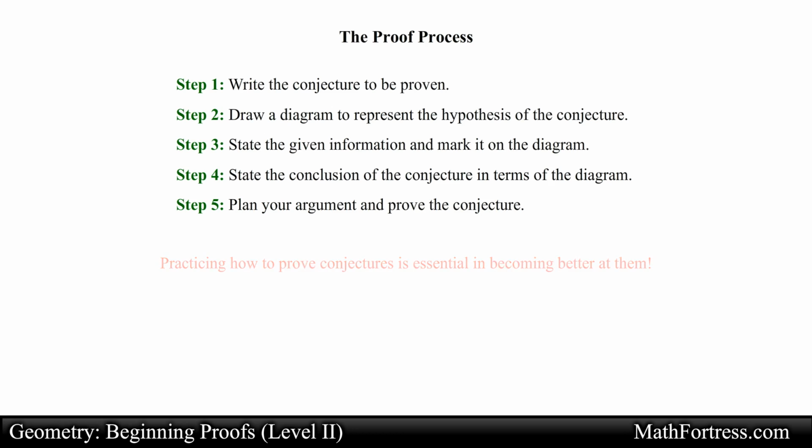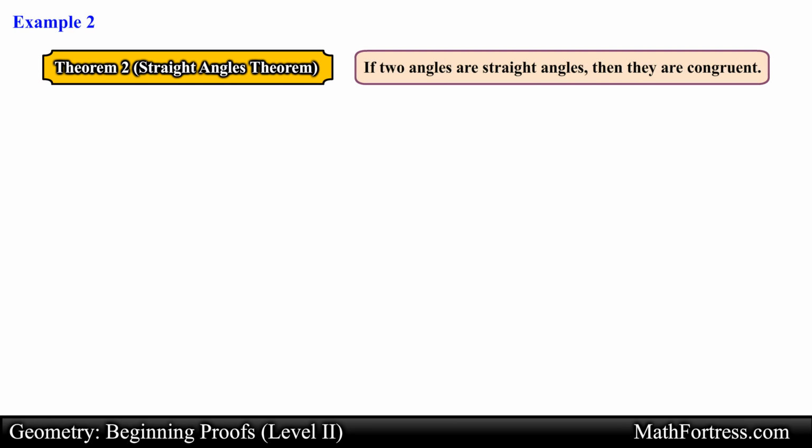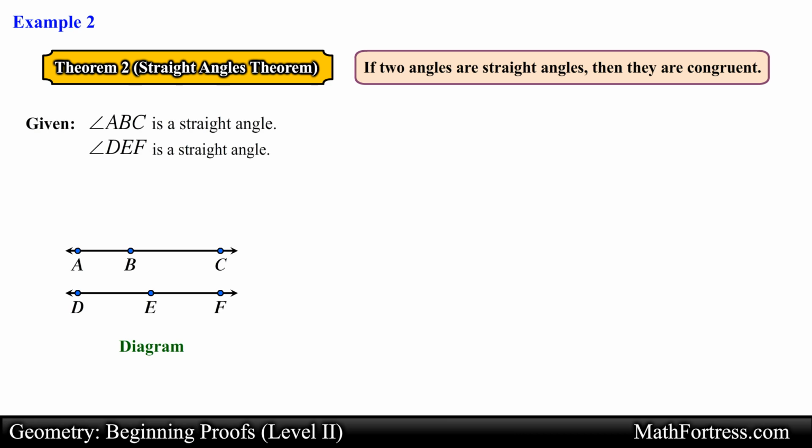Alright, let's take a look at the next theorem and prove it. Theorem 2, Straight Angles Theorem. If two angles are straight angles, then they are congruent. Let's start by drawing two straight angles. Let's label them as angle ABC and angle DEF. This will also be our given information. Our conclusion, or what we're trying to prove, is that angle ABC is congruent to angle DEF.